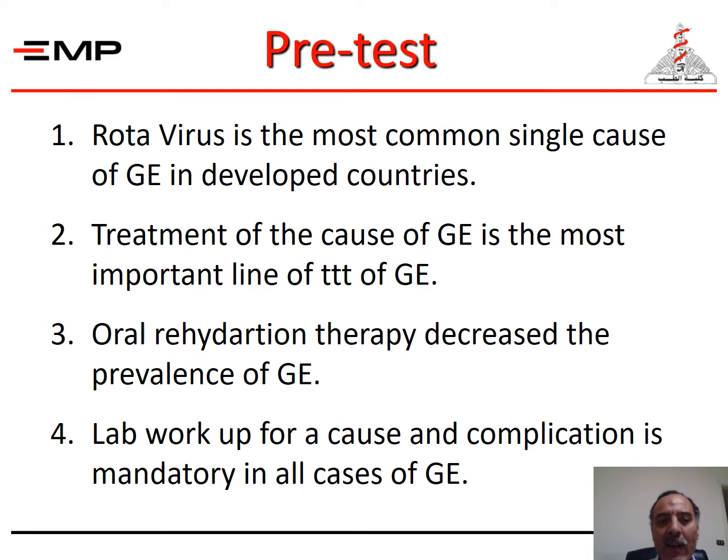Rotavirus is the most common single cause of gastroenteritis in developed countries. Treatment of the cause of gastroenteritis is the most important line of treatment in gastroenteritis. Oral rehydration therapy decreases the prevalence of gastroenteritis. Laboratory workup for a cause and complication is mandatory in all cases of gastroenteritis. Keep your answers till the end of this session, then you'll find out whether you were correct or not.